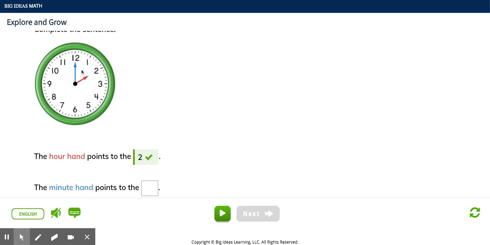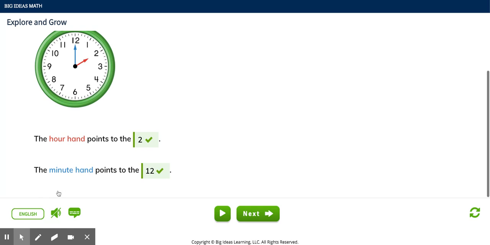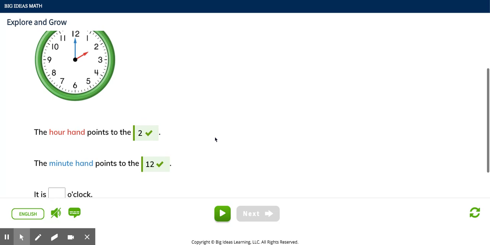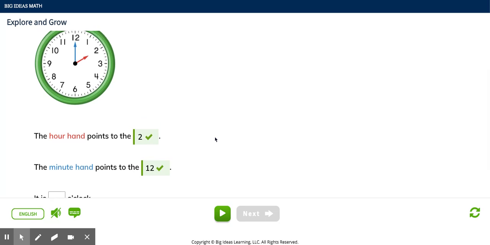All right, so now it wants us to look at the minute hand. Remember, we just said that the minute hand is this one. It is the longer hand. Well, what number is the minute hand pointing to? If you said 12, you are correct. So we are going to put 12 in here and check our answer. Ta-da! We are correct.